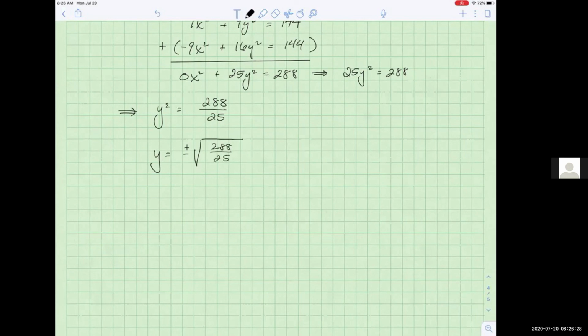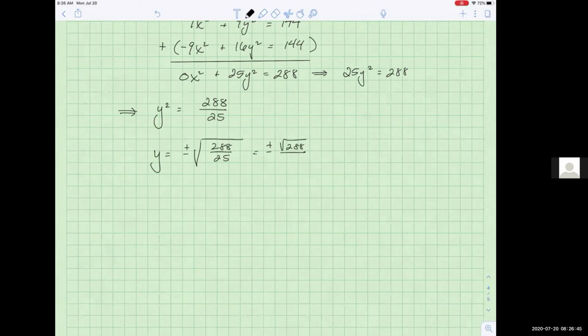Now, I do not suggest that you rush to your calculator to simplify this. You should be able to do this by hand. So let's go over this. This is plus or minus the square root of 288 over 5. That one's easy enough.